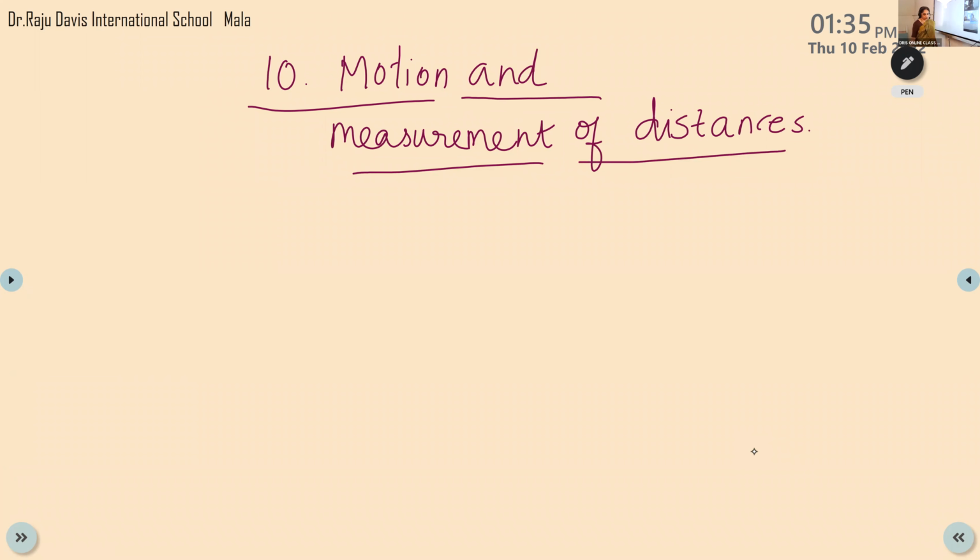So some of the examples for rectilinear motion: water from a tap. That is a very good example. Every day we are using it. After this class, if you want to wash your face, you may open the tap. There you can see the direction of water. It is one direction, and that is called rectilinear motion.